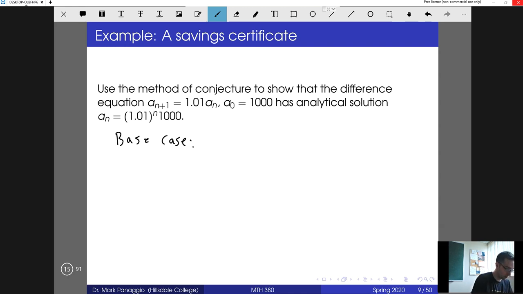Okay, we've got a formula. An is equal to 1.01 to the n times 1,000. And that's a hypothesis that was formulated based on the pattern. Well, before we get into the proof, let's quickly verify that that seems reasonable. A0 we said was 1,000. And then to get A1, notice what I would have to do is I would have to multiply A0 by 1.01.